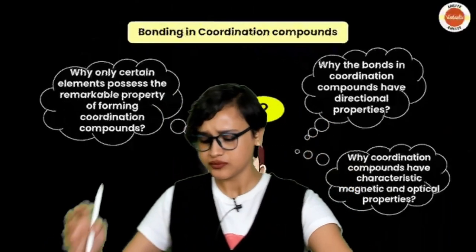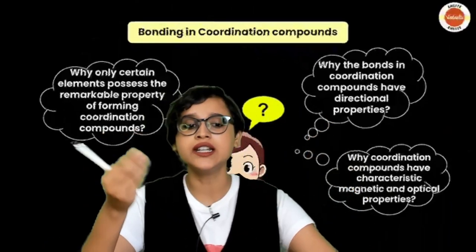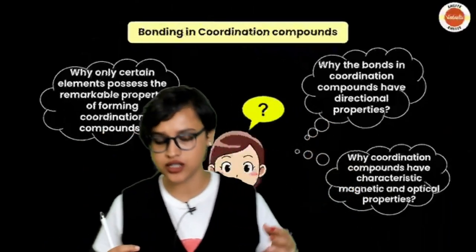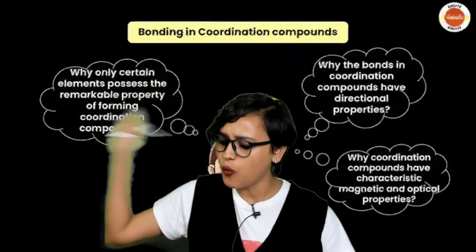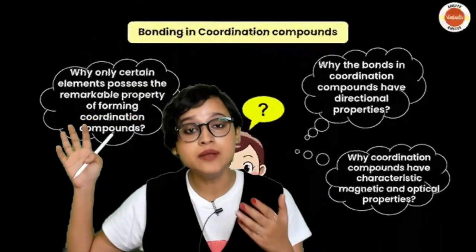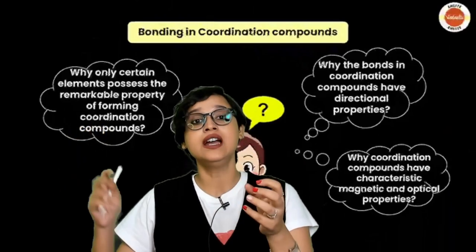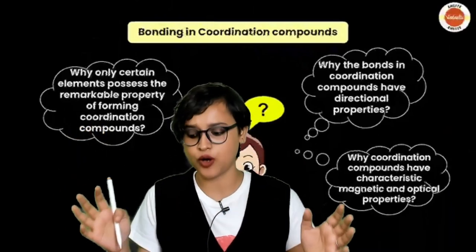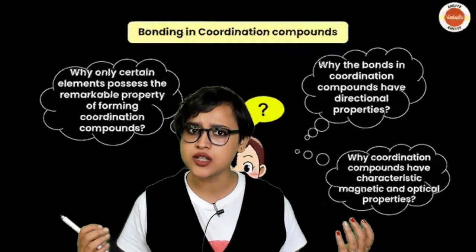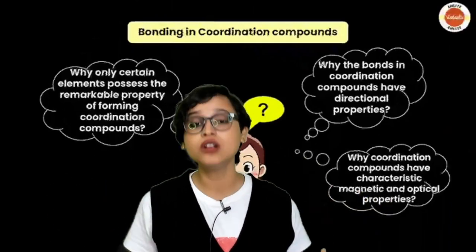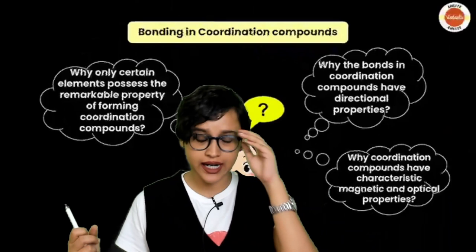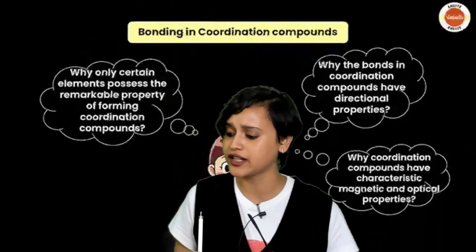So now, like I said, Werner's theory could not explain very basic questions, like why only certain elements, why is it that only some of the elements have this remarkable property of formation of coordination bond? Why is it that not all the elements form coordination bond, right? Yes, that is something that he could not explain.